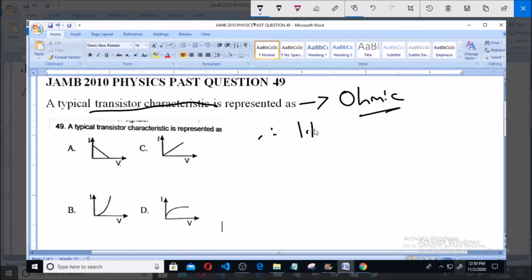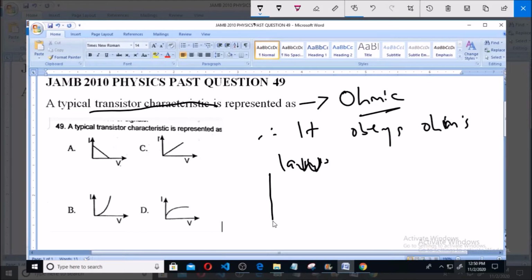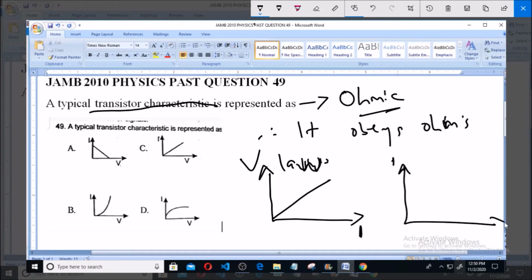That means it obeys Ohm's law, and for a graph of Ohm's law, what you usually have is V plotted against I, that is voltage plotted against current, and you have that like this. However, when you have I plotted against V, what you usually have is something like this. So like we said, it is ohmic. A typical transistor is ohmic, therefore it obeys Ohm's law.